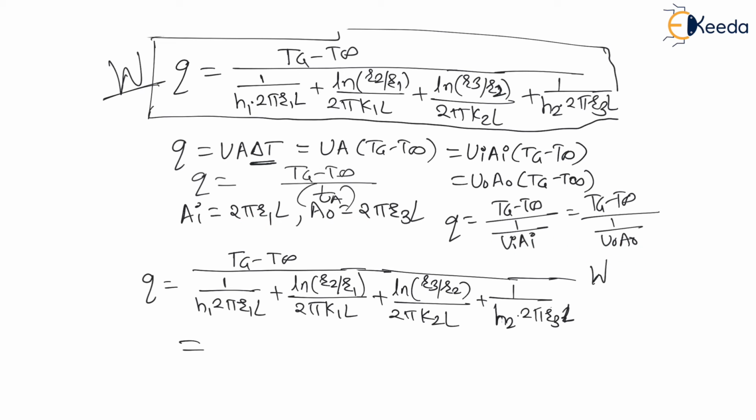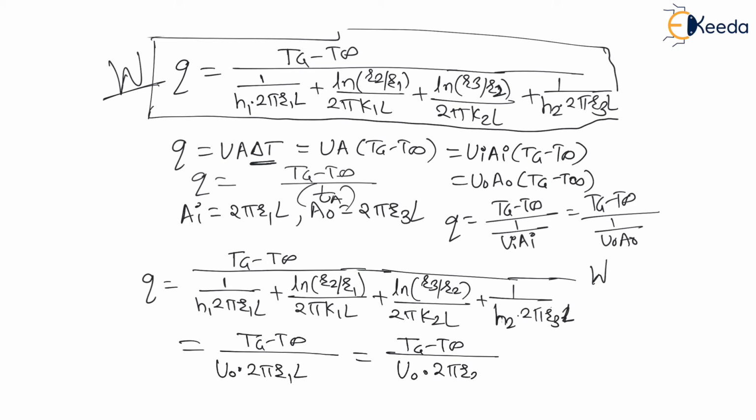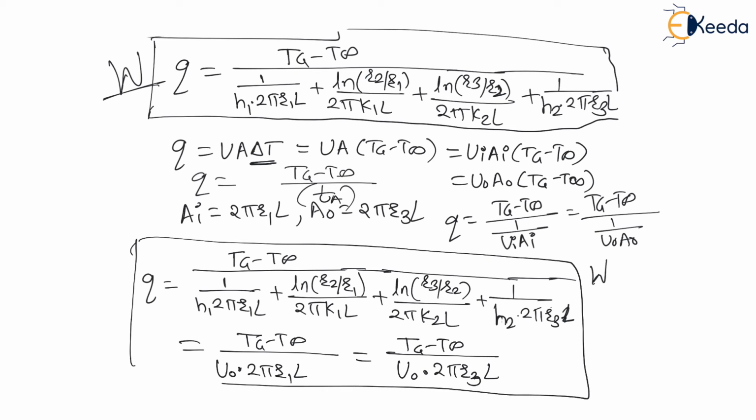Therefore, we can equate this with (Tg minus T infinity) divided by Ui into Ai, where Ai is 2 pi R1 L, equal to (Tg minus T infinity) divided by Uo into Ao, where Ao is 2 pi R3 into L, right? This is how we will get the heat transfer in watt. Now, my dear students, let us find this overall heat transfer coefficient based on inside area.